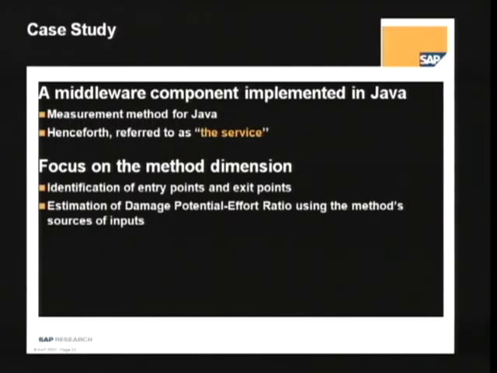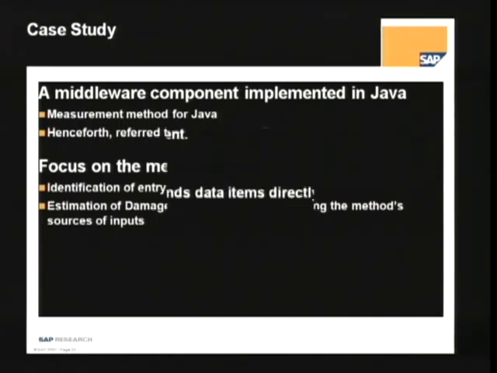We started this collaboration last year, and I mentioned that there are three types of resources: methods, channels, and untrusted data items. In our case study, we focus on the method dimension because in the application we chose, there was only one communication channel, only one TCP socket, and the service we were analyzing didn't use persistent data. That's why we focus on the method dimension. For this, we had to identify the entry points and exit points of the service, of the code, and also estimate the damage potential effort ratio using the method's source of inputs.